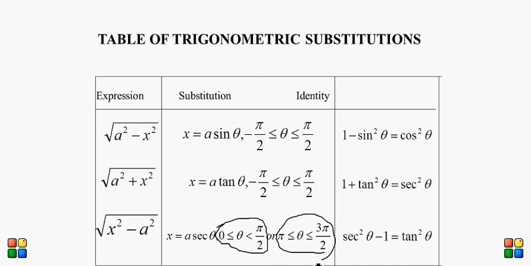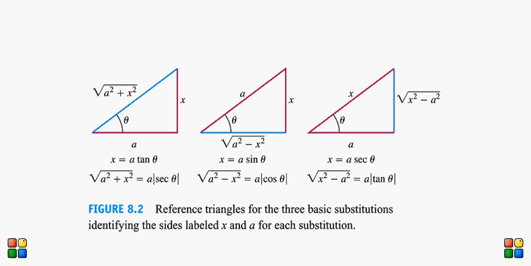But the first step is to identify what type of substitution to do. That should become automatic with practice. And then, just like u-substitution, substitute in your new variable, simplify, and hopefully get down to an integral that you can evaluate. And then the final step, if it's an indefinite integral, is to substitute back, and we can do that using a reference triangle. And here are the three varieties of reference triangles you will see when doing these.